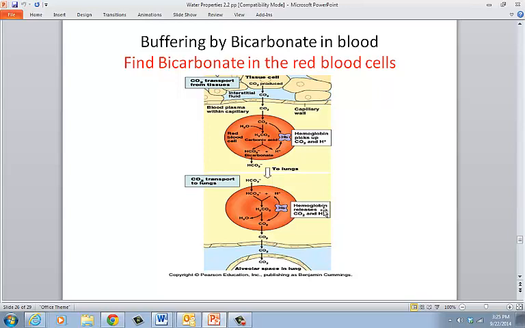buffering. A buffer is a substance that can resist changes in the pH or in the measure of the hydroxide ions. So buffering, this is an example of buffering by bicarbonate in blood. The hemoglobin picks up the CO2 and this hydrogen ion, and then it transports it, and then it releases the hydrogen ion. So the human blood is a good example because bicarbonate helps keep blood at a pH of right around 7.4, 7.3.